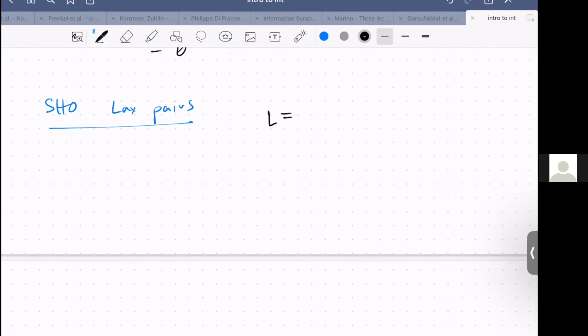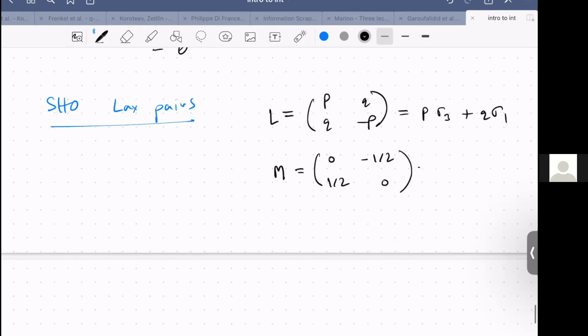So here L is P, omega is, actually I was writing omega to be 1, so let me keep doing that. So we can write this as P sigma 3. Sigma 3 is the third Pauli matrix, plus Q sigma 1, the first Pauli matrix. The second Pauli matrix.